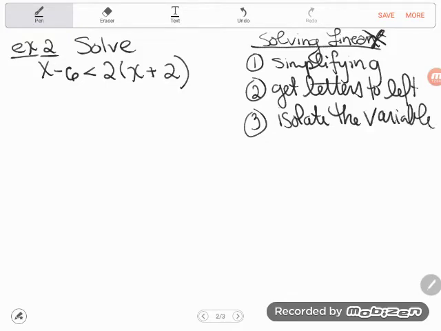Okay, let's give this a try. So first I said I wanted to simplify the left and right-hand side. Well, look at this left-hand side. I just see x minus 6. Once again, I can't take 6 away from an unknown number. I'm just going to leave it be. But the right does have some simplifying I can do. Notice, I can't add x and 2. I don't know what that is.